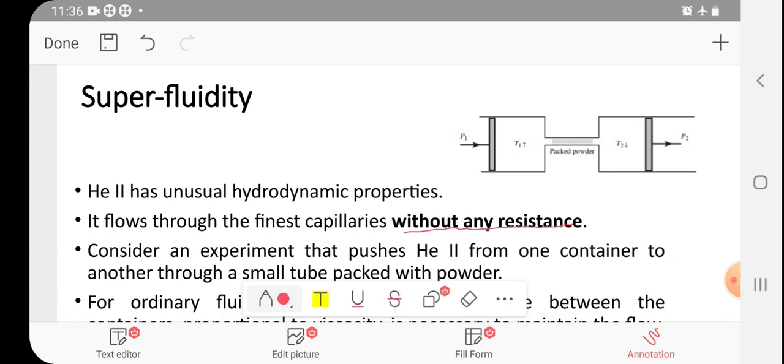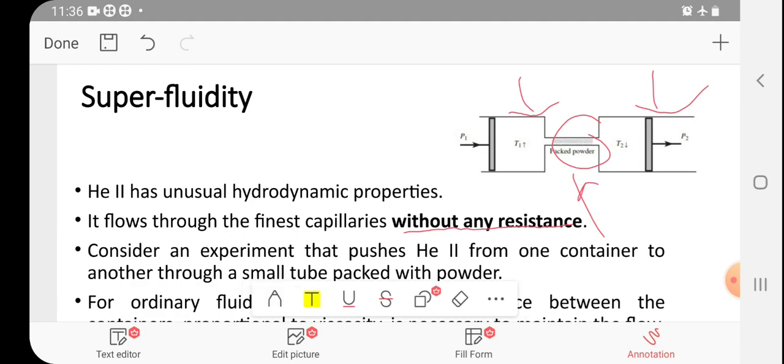The next point is to consider an experiment that pushes helium 2 from one container to another through a small tube packed with powder. So, there are two containers. You see that this is a container and this is another container. These two containers are connected through a small tube, which is packed with powder. You see there is some powder in this small tube.